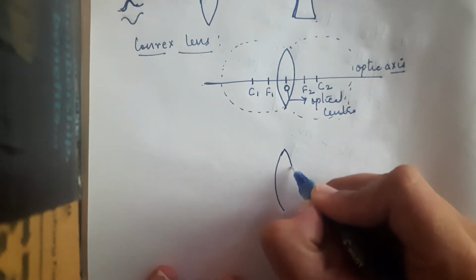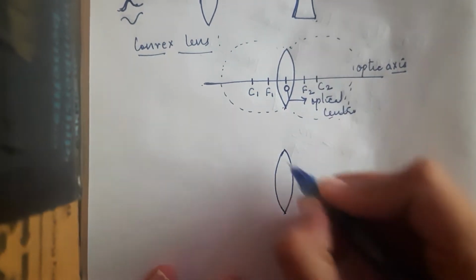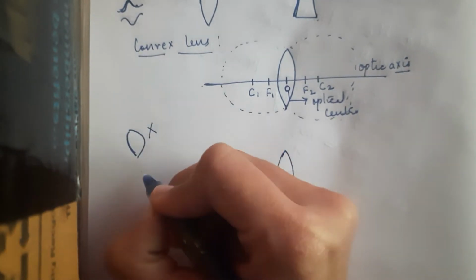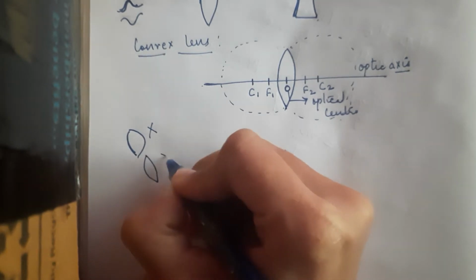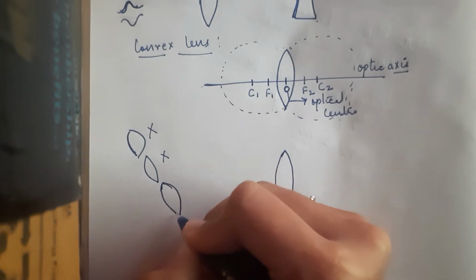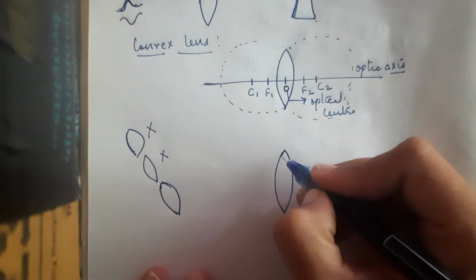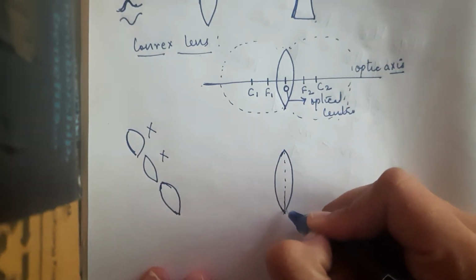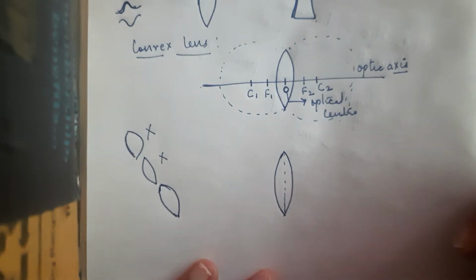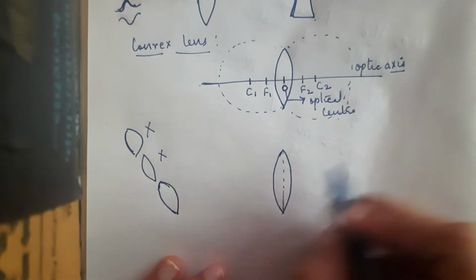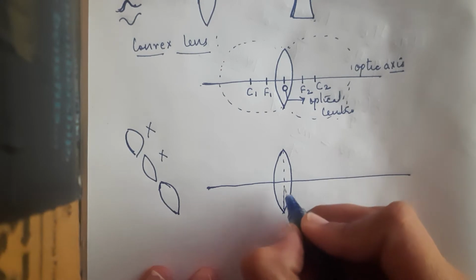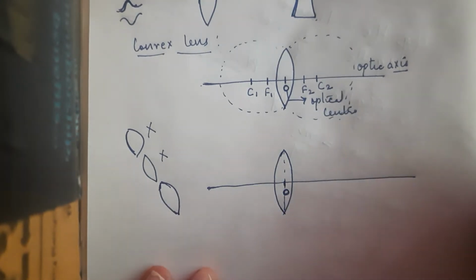Make sure that your convex lens is symmetrical. It should not be thinner at this end and thicker at this end. This is wrong. This is also wrong. The correct depiction of the convex lens should be symmetrical. You can also check by drawing a line through the center so that you are sure the lens is correct. Okay, so I have the convex lens. I will mark the optic axis, which passes through the center of the lens, and the center of the lens is called O, the optical center.